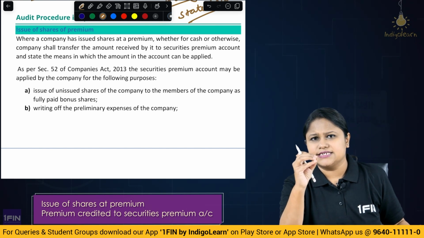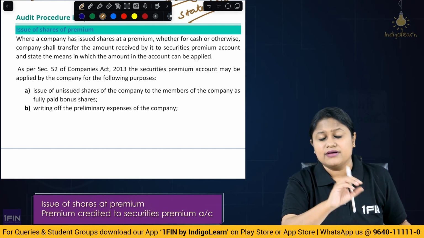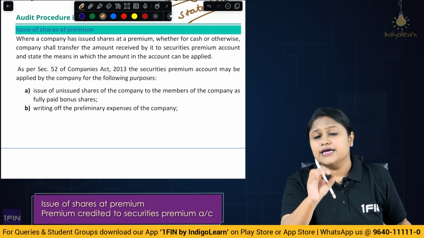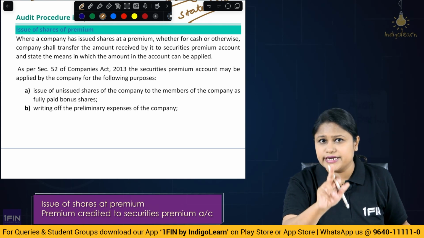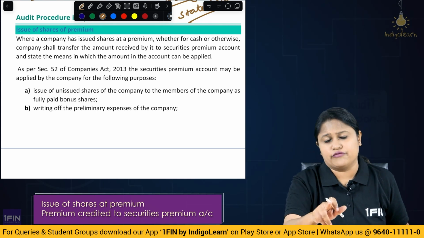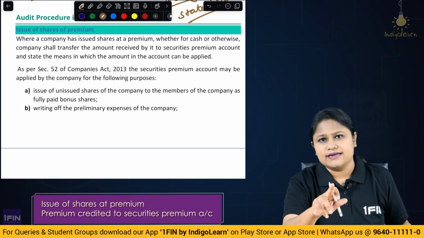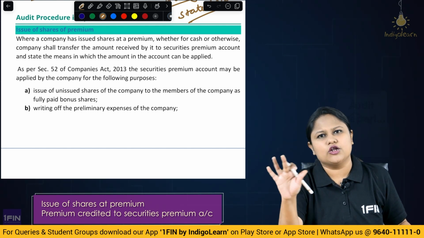Here the understanding is, we know the concept of premium. Our requirement as an auditor is to see whether the accounting and utilization of the amount, everything, has been done appropriately as required by the law.